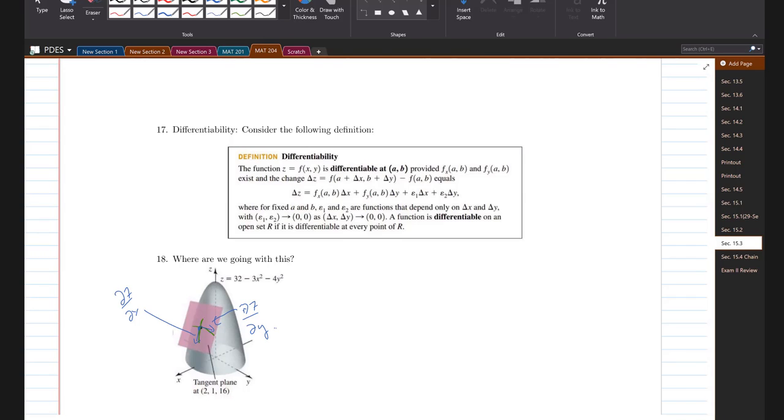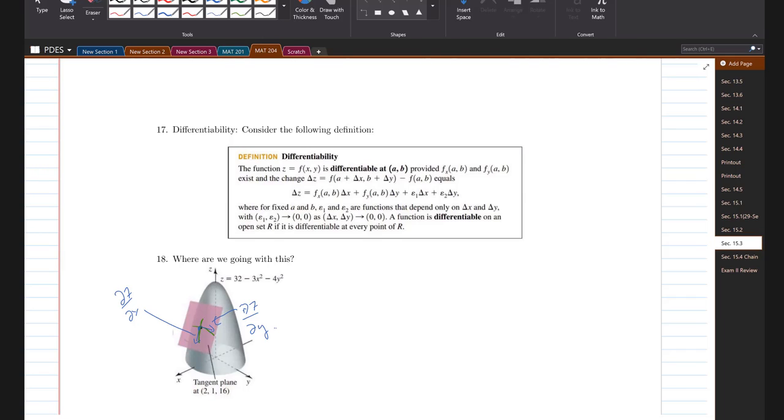Don't worry about this. I'm just showing you where we're going soon. We'll worry about this another day. But there is this question of can I come up with a tangent plane? Put another way, is there a plane that approximates the surface?